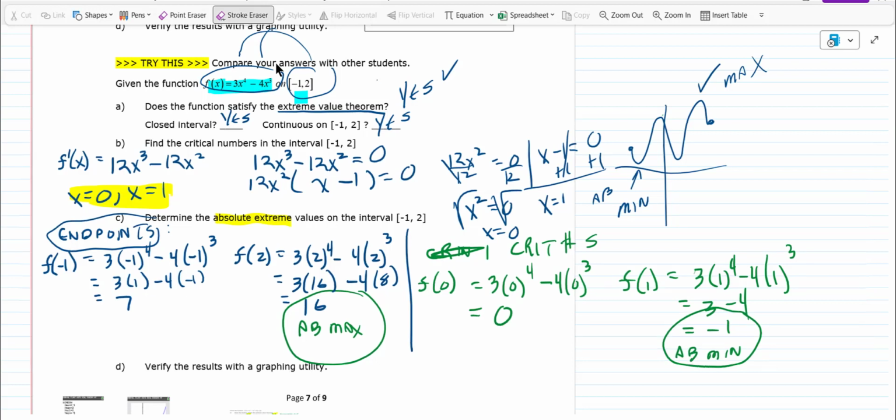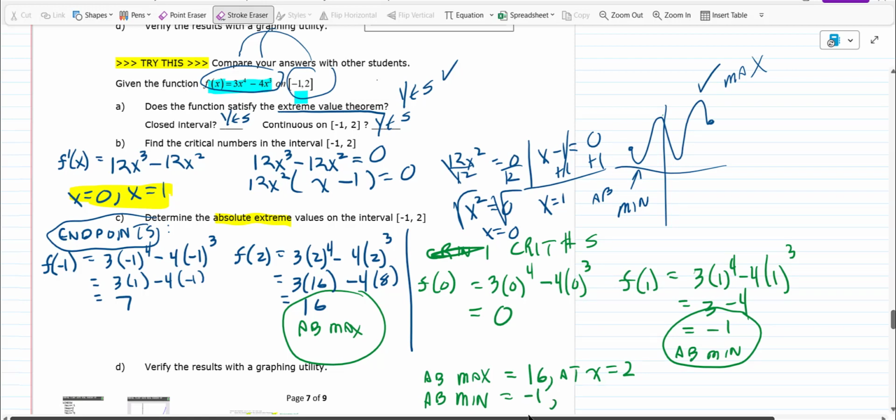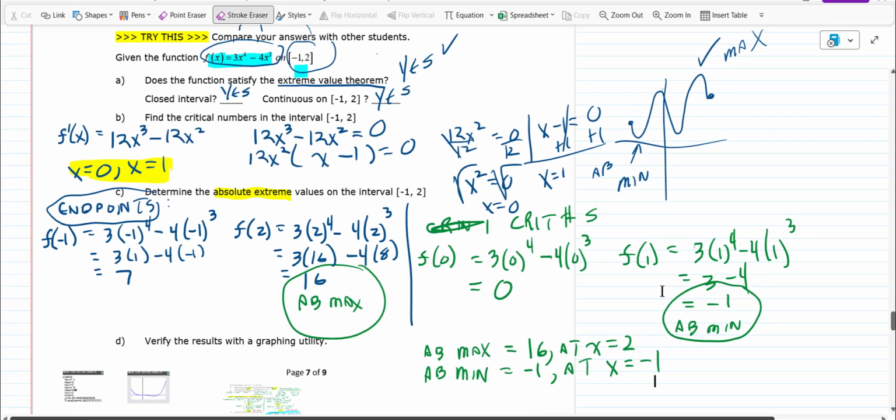Now, when we write our answer, typically for the absolute max, you give me the y value, and then you say when x equals 2. So if x equals 2, you get the y value of 16, which is the highest point. And then your absolute minimum, again, you give the y value, which is negative 1, and you say at x equals negative 1 like that. Okay, and that's the way you want to do this when you're doing your homework.